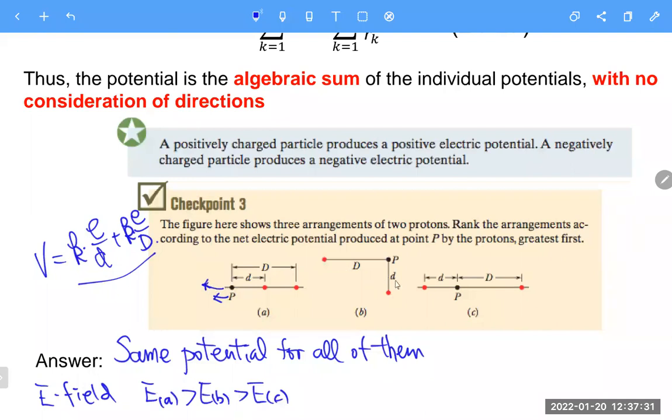For part B, this is pointing upward. This is pointing to the right side. So the overall is something like that. And for this one, part of the E field is canceling. So you can imagine for the E field, EA is larger than EB. But from the potential point of view, A, B, C at point P will be the same. Only the point P will be the same. When you consider other points, of course, it'll be different.